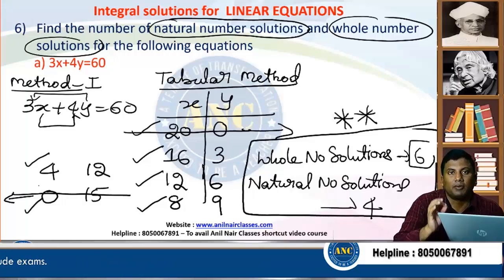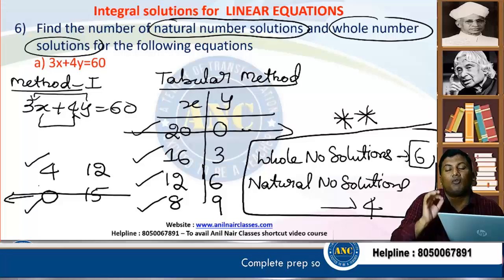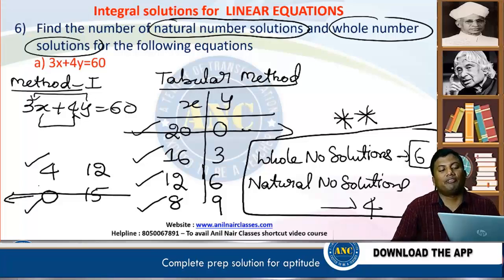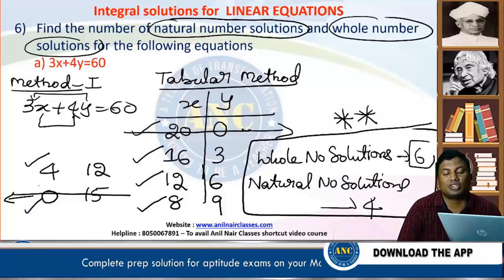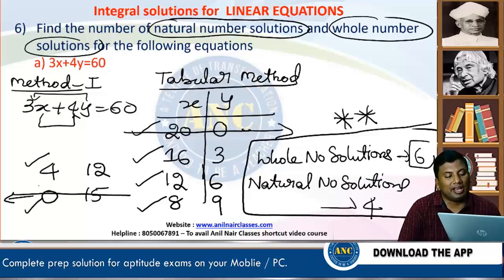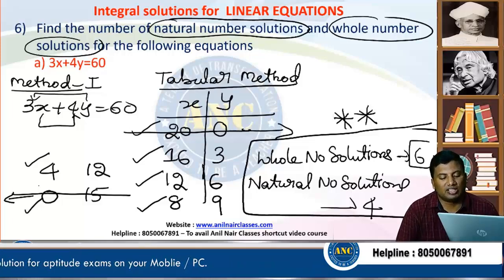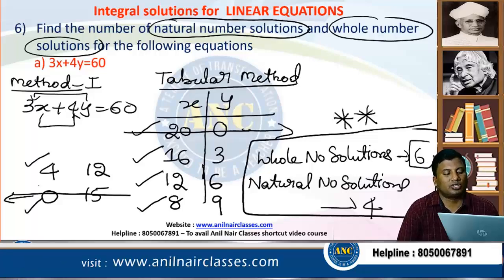First question, because we started with what, right? How to find out? What we are doing here, we are just counting and telling the answer. Whole number solutions is 6. Natural number solutions is 4. Idea clear? This is method 1.